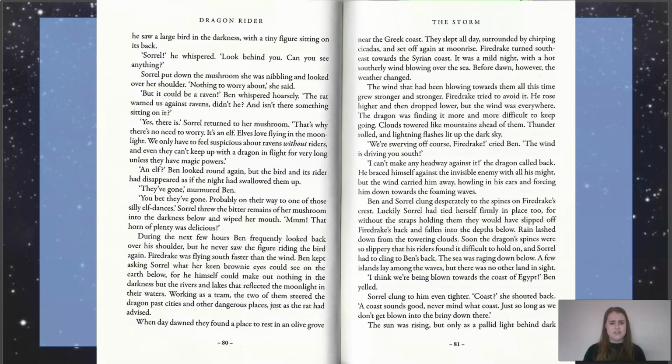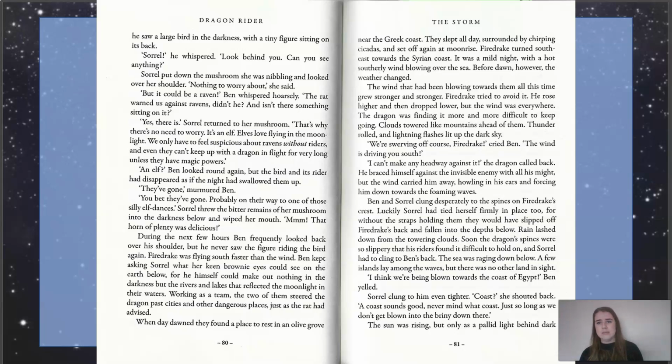Firedrake was flying south faster than the wind. Ben kept asking Sorrel what her keen brown eyes could see on the earth below, for he himself could not make out anything in the darkness but the rivers and the lakes that reflected the moonlight in their waters. Working as a team, the two of them steered the dragon past cities and other dangerous places, just as the rat had advised. When day dawned, they found a place to rest in an olive grove near the Greek coast. So we're on the coast of Greece now, so we're getting close to the Mediterranean.